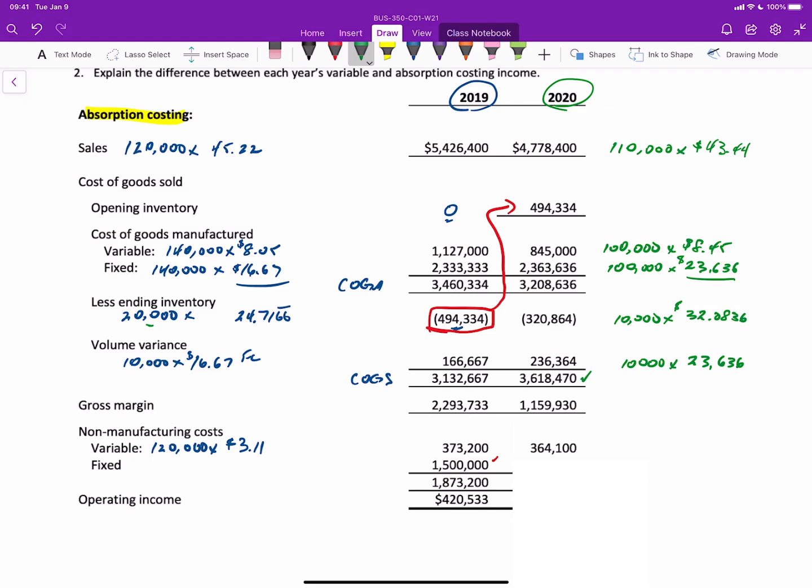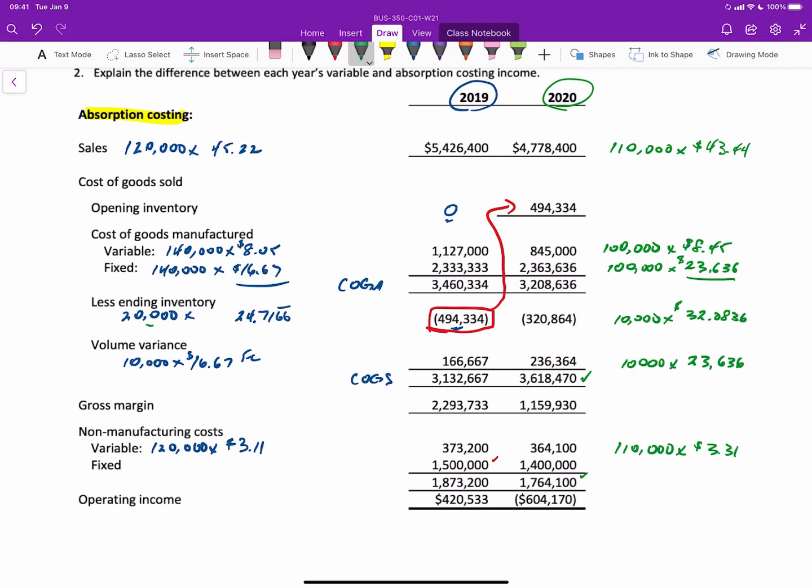So non-manufacturing variable costs are based on sales of 110,000 times the non-manufacturing variable cost of $3.31. So that's $364,100. Fixed costs are given at $1,004,000. So your total operating costs are $1,764,100. And then you have an operating loss this time, $604,170. So we saw in this case where in 2019, the inventory went up because production exceeded sales. And then in the second year, the inventory dropped because sales exceeded production. Next, we'll look at doing the same thing using variable costing.